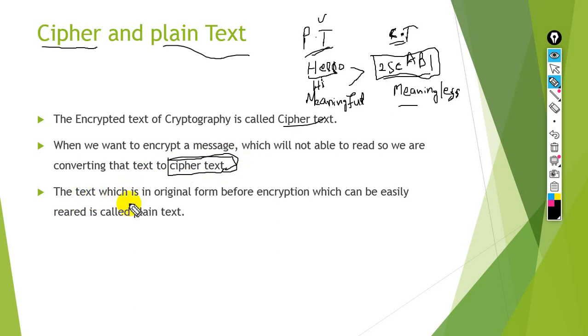The text which is in original form before encryption, which can be easily read, is called plain text.